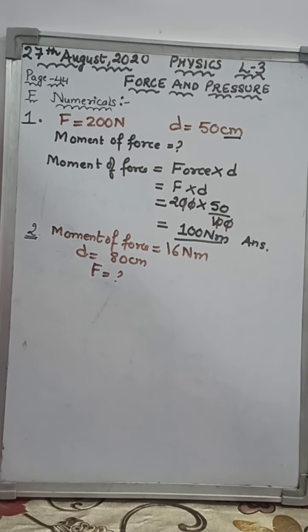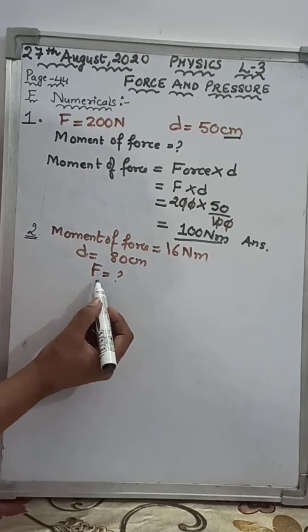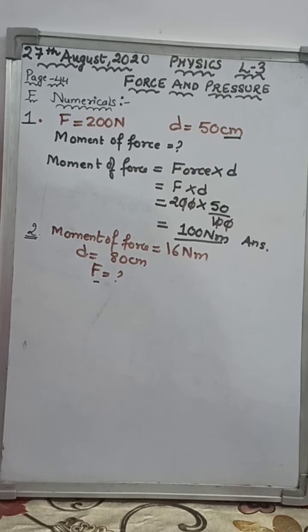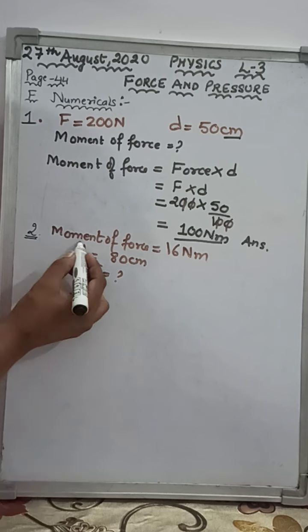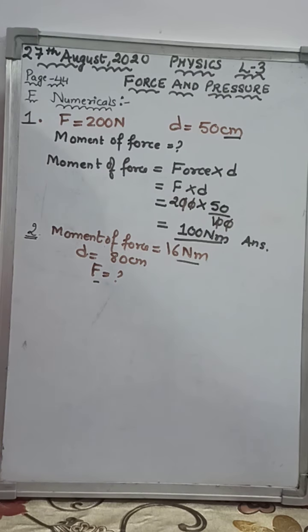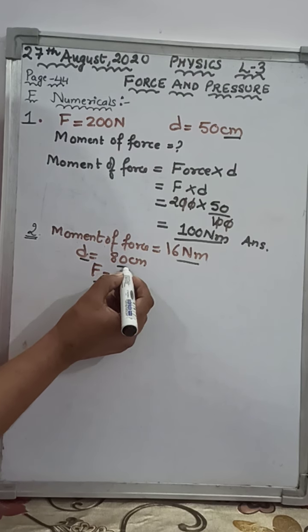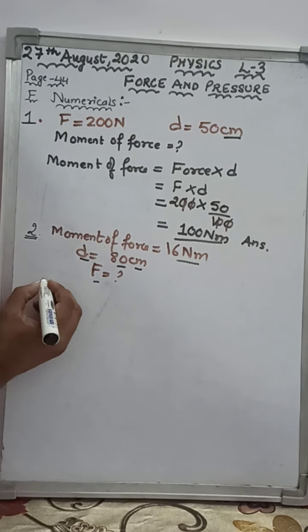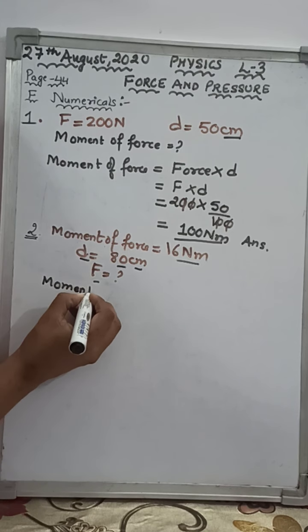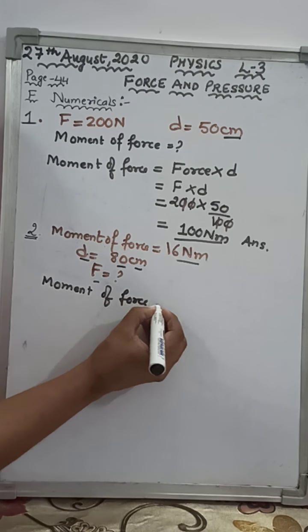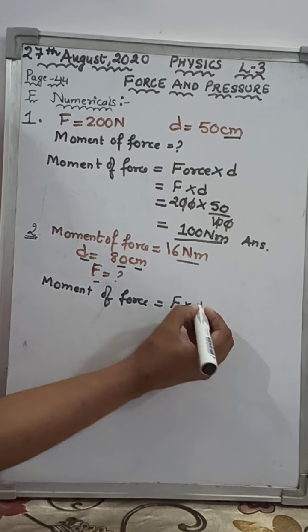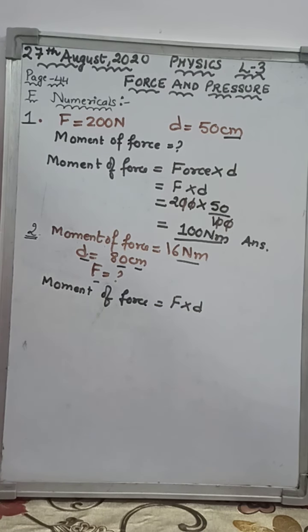Now numerical number 2. It says calculate the force F applied on a body producing a moment of force 16 Newton meter. Now this time moment of force is given to us, 16 Newton meter, and the perpendicular distance between the point of application of force and turning point is given to us, 80 centimeter. So we'll use the formula: moment of force is equal to the product of force and the perpendicular distance between the point of application of force and the turning point.